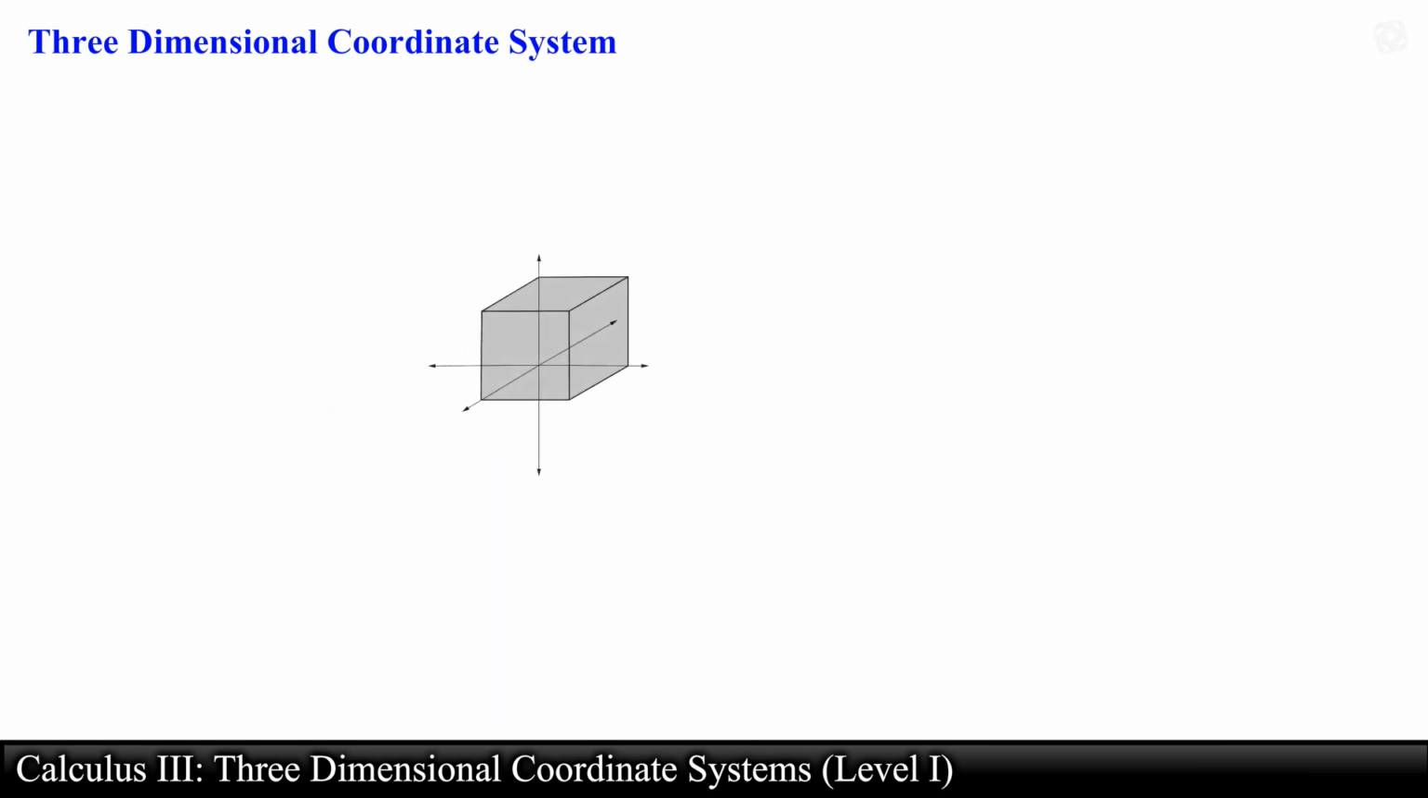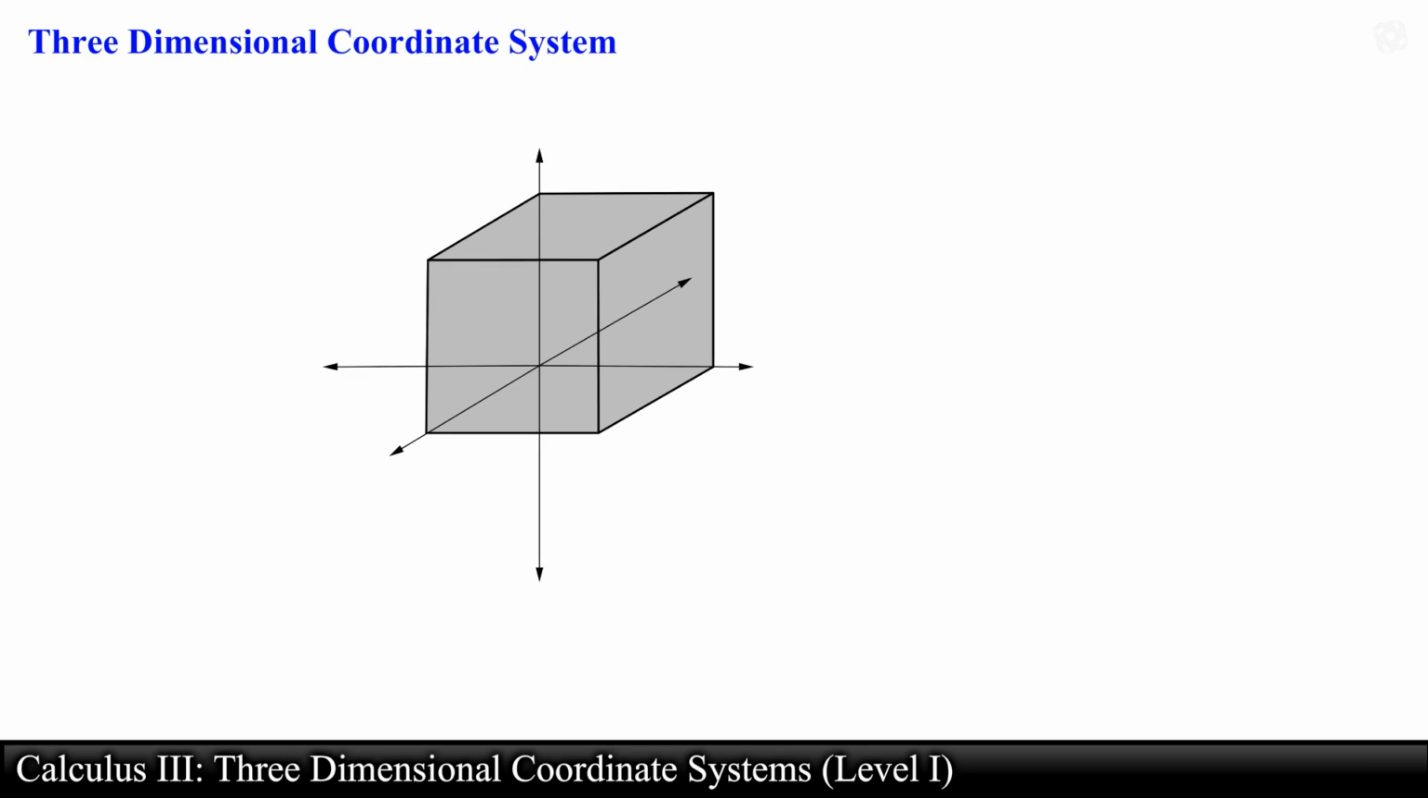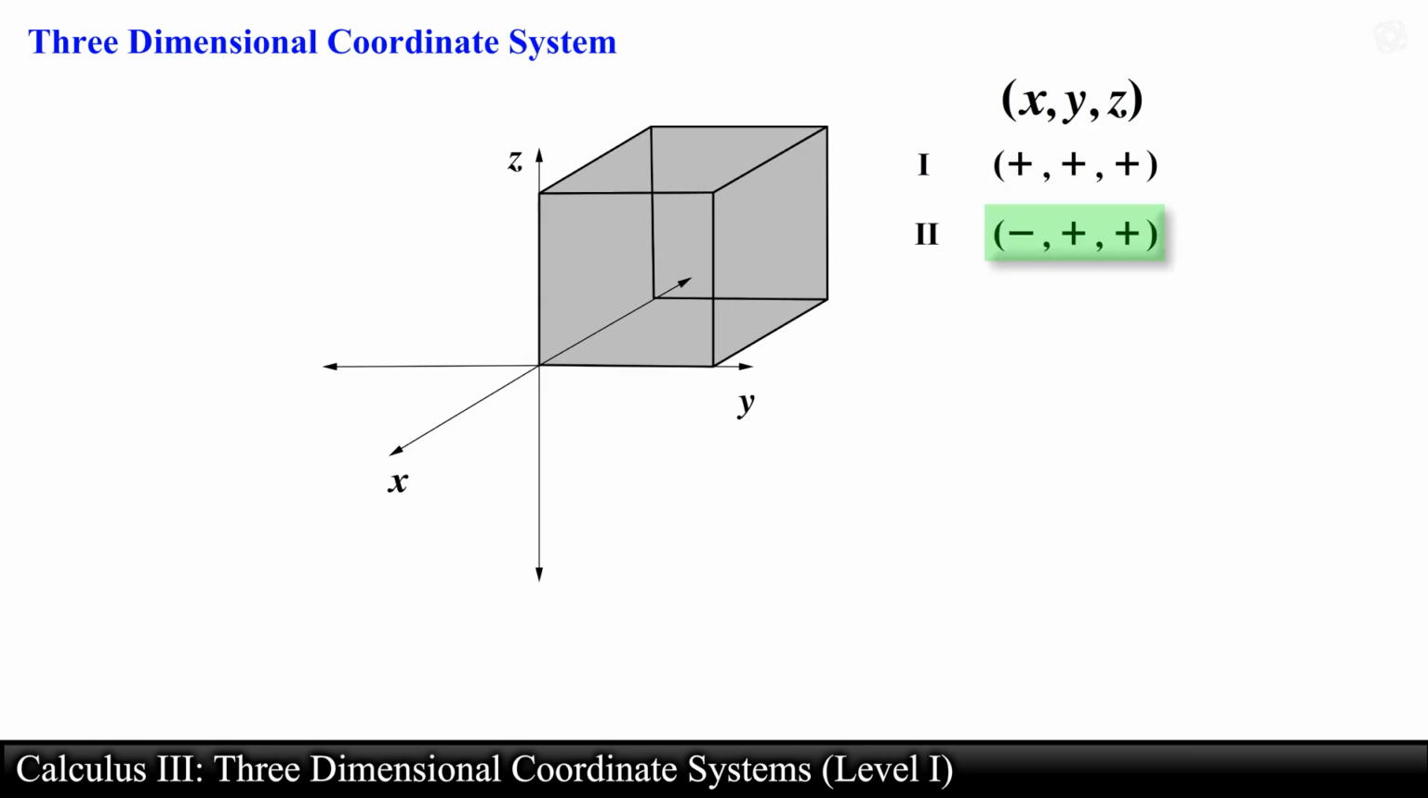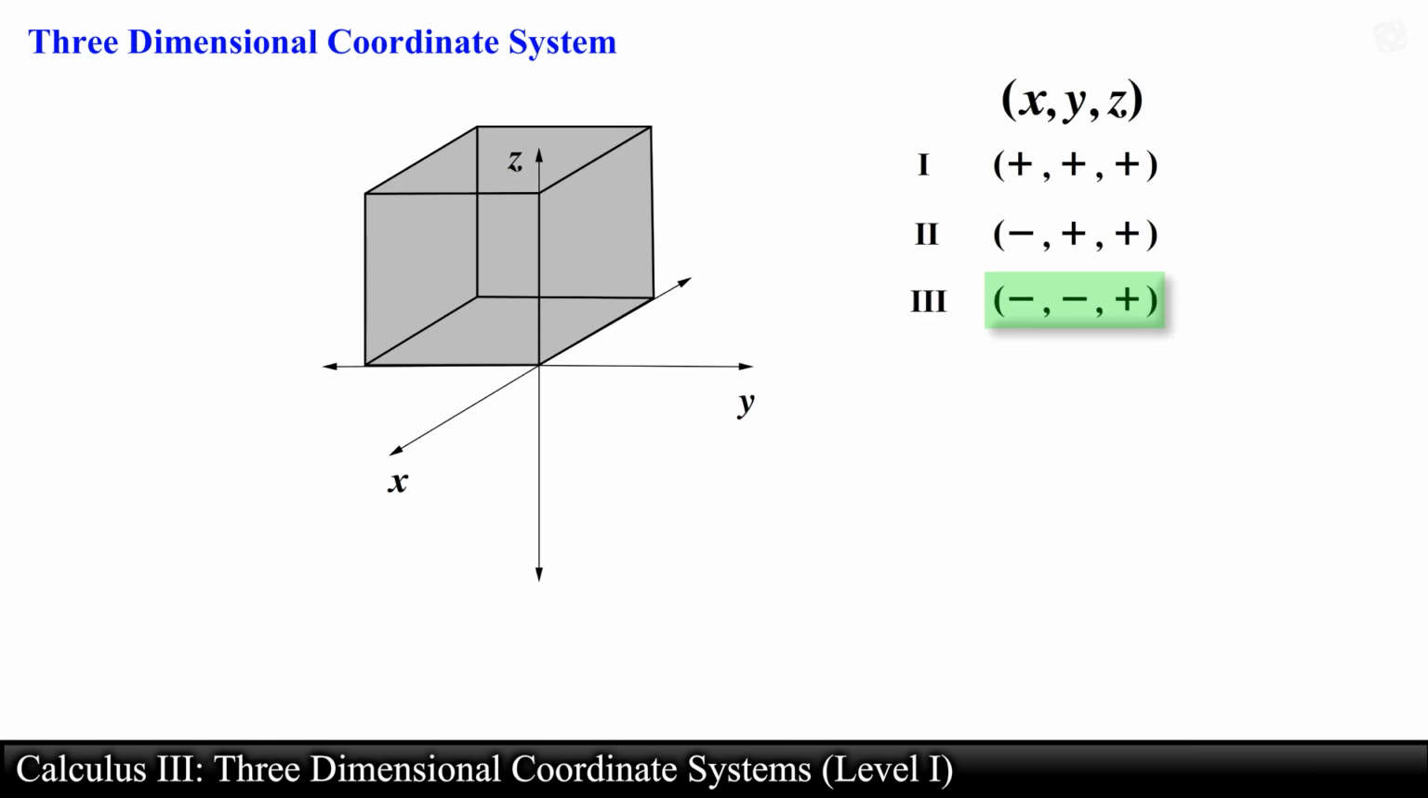Just like the quadrants of a 2-dimensional coordinate system determines the sign of each coordinate, so does each octant. On the first octant, all 3 coordinates are positive. In the second octant, the x-axis is negative, and both the y and z axes are positive. In the third octant, both x and y are negative, and z is positive.